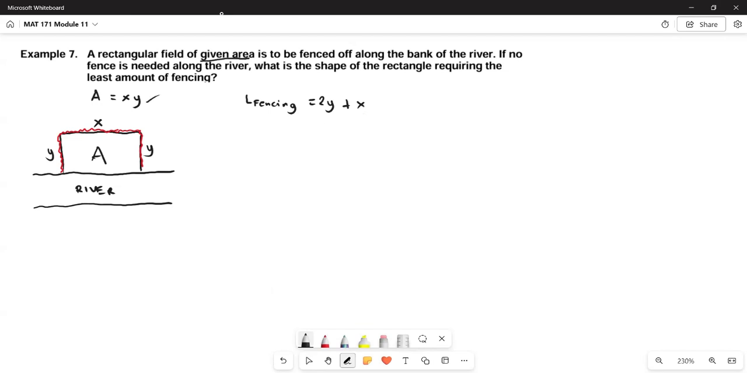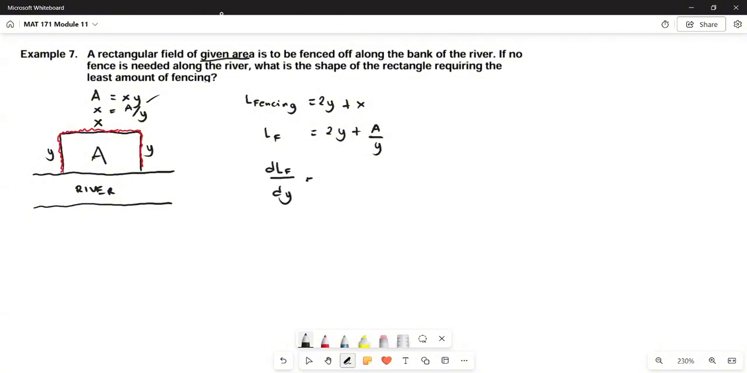So, paano pwede natin gawin? Sabihin natin, x is equal to a over y. So, substitute natin dito sa ating equation ng length ng fencing. 2y plus a over y. Length of fencing, LF na lang ilalagay ko para hindi mahaba masyado. So as you can see, y na lang yung variable sa ating equation. Ngayon, pwede na tayong mag-proceed sa ating differentiation.